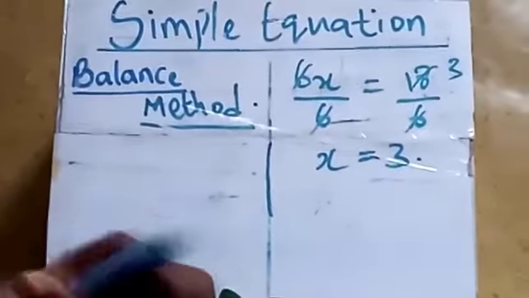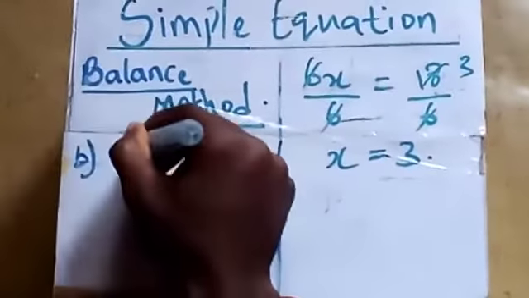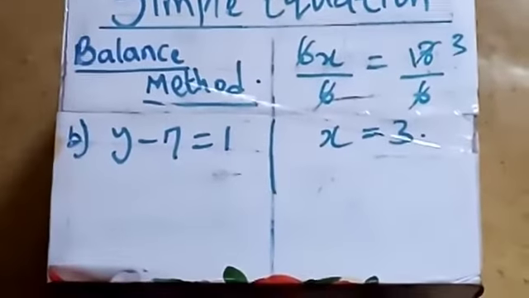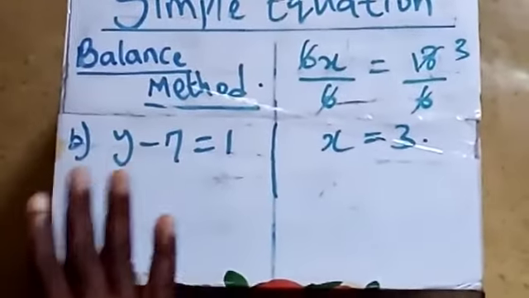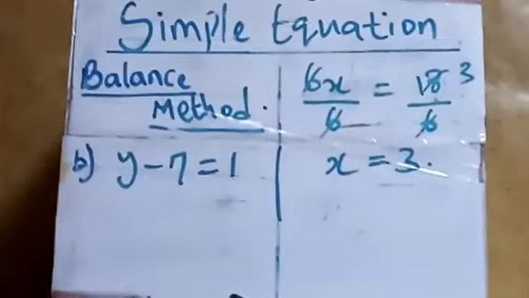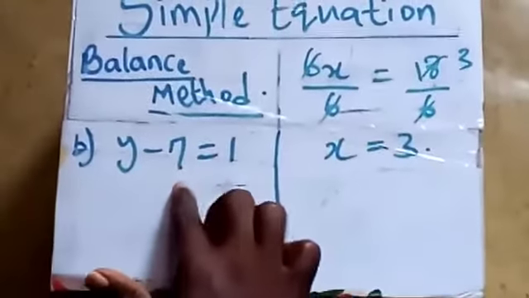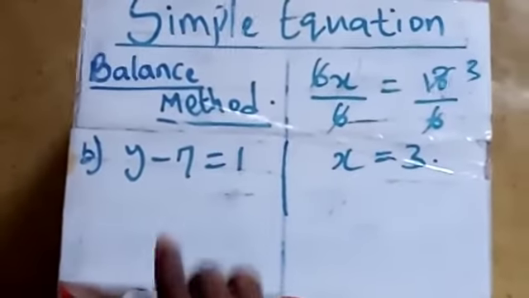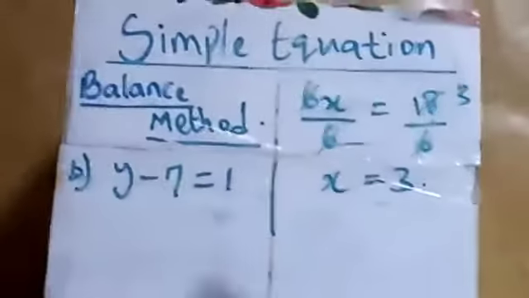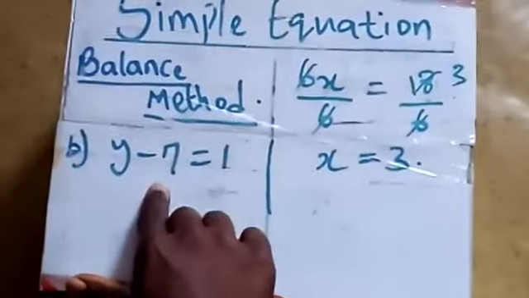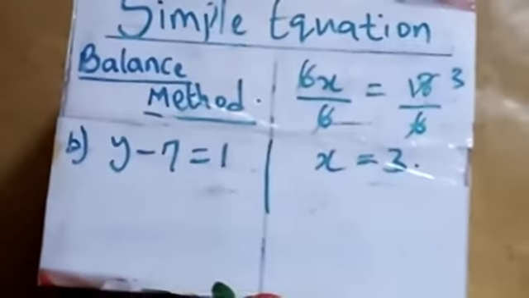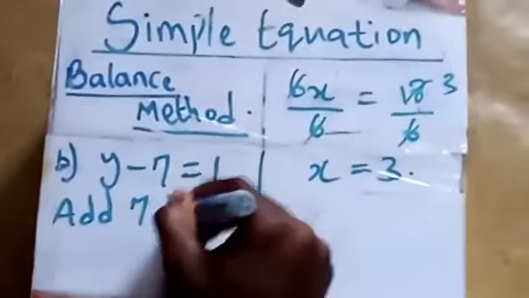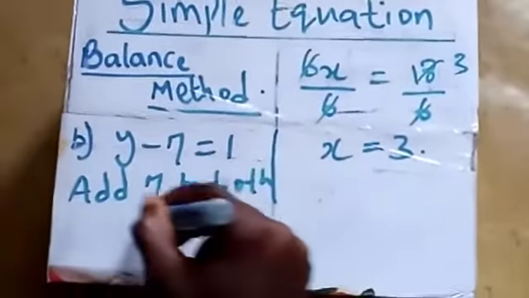For instance, if you have y minus 7 equals 1. We want to solve this simple equation, that is, we want to find the value of y. We have to find a way of removing this minus 7 to let this y stand alone. Then we have solved the simple equation. How do we remove this minus 7? Don't forget that if we add 7 to minus 7, we are going to have 0, and this will disappear. So we say add 7 to both sides.